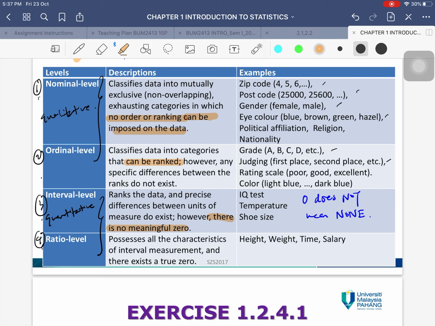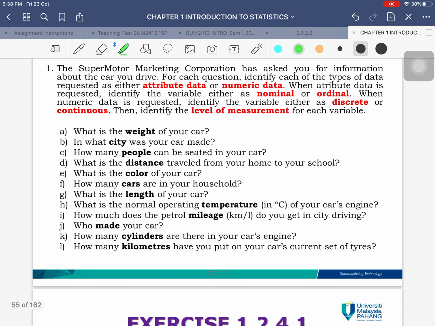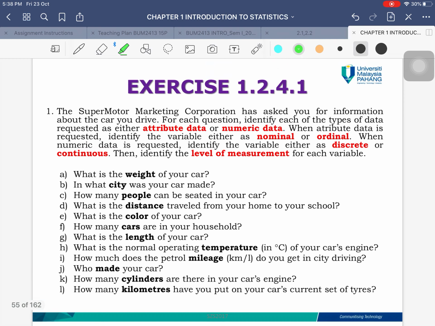Ratio level is going to be the opposite, when there exists a true 0. When I say it's 0, it means that it's none. For example, if I say that my salary is 0, it means that I don't make any money, that probably I don't work. Or the time is 0, so the time hasn't started yet. Or the weight is 0, meaning that nothing is there, and so on. So that is the difference between interval and ratio level. Interval, no meaningful 0. Ratio level, there exists a true 0.